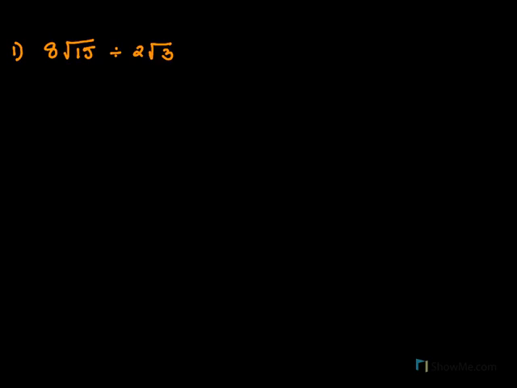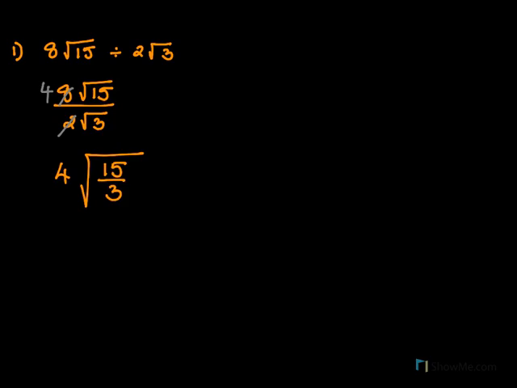8 root 15 divided by 2 root 3. 8 root 15 over 2 root 3. So you have here, this cancels, you get 4. Then you write 4 and you put a full under root sign, 15 over 3. This would cancel. And now the answer will be 4 under root 5.